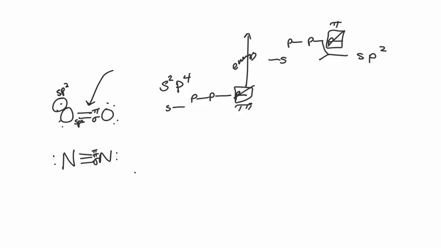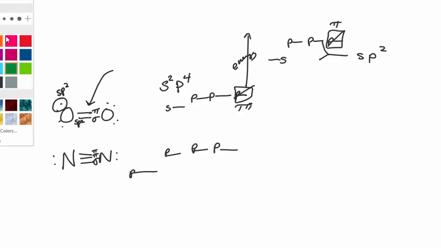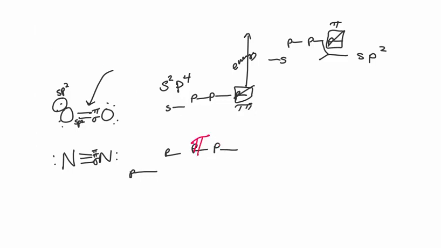The nitrogen here also comes in with its S and 3 P's. This time we've used 2 of the P's to be pi bonds. So all we have left is an S and a P. Because that's all we have left, the sigma bond as well as the lone pair exist in a nitrogen sp hybridized orbital.